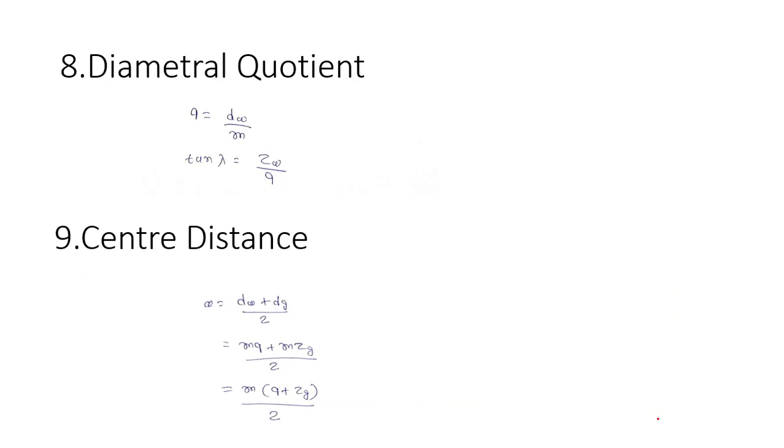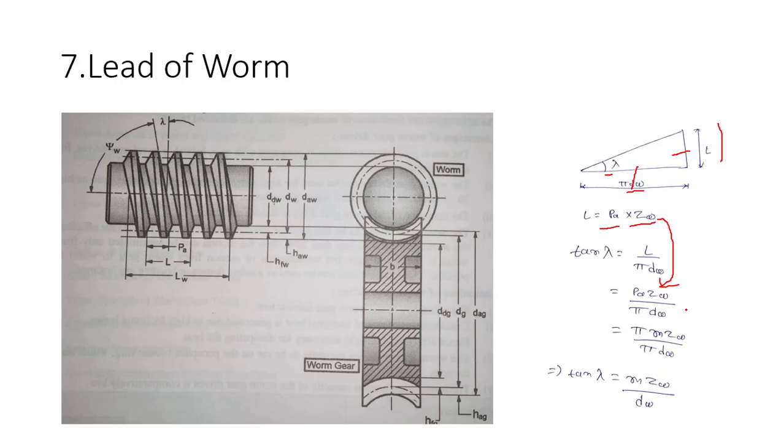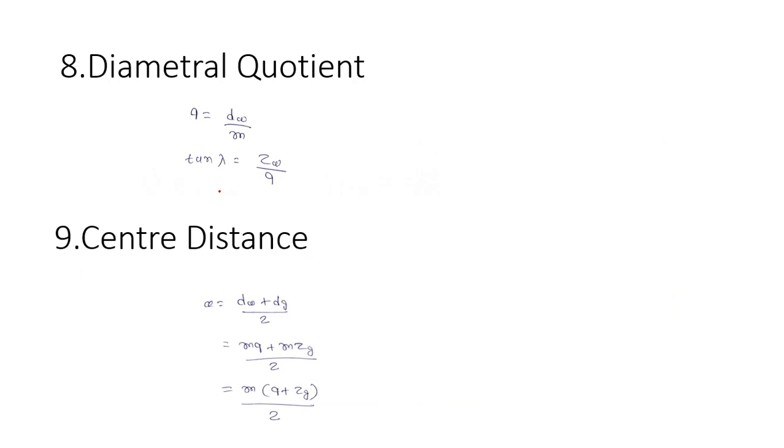Now the next term is the diametral quotient Q. The equation for that is dw upon m, where dw is the pitch circle diameter of the worm, and m is the axial module, or the transverse module, of the worm gear. And we already discussed that tan lambda is equal to m Zw upon dw. From that we can say tan lambda is Zw upon q. So this is the equation for diametral quotient.